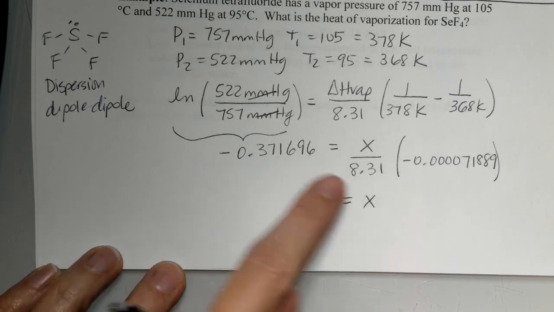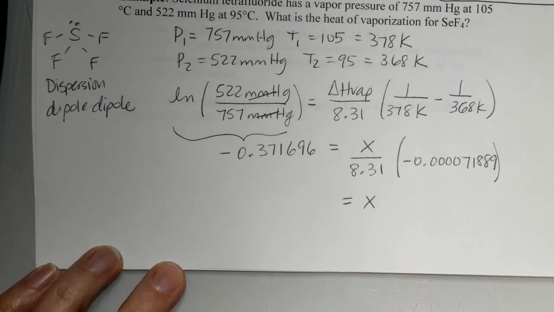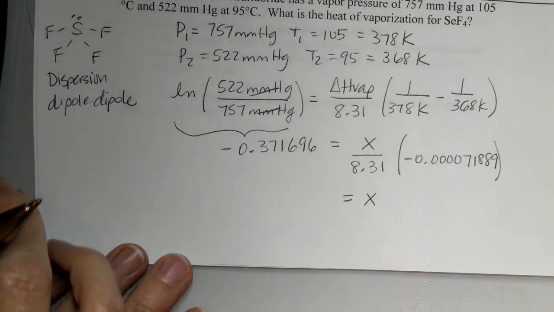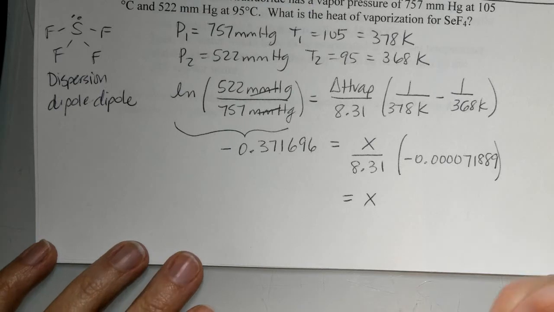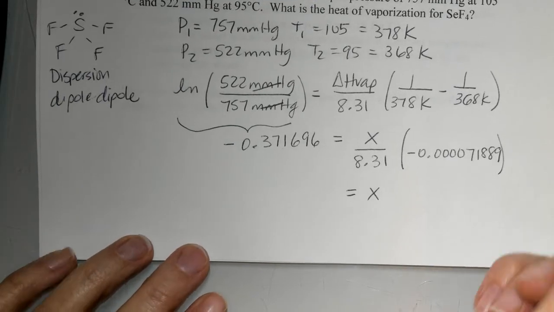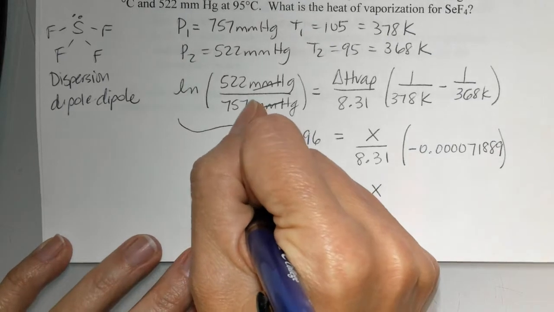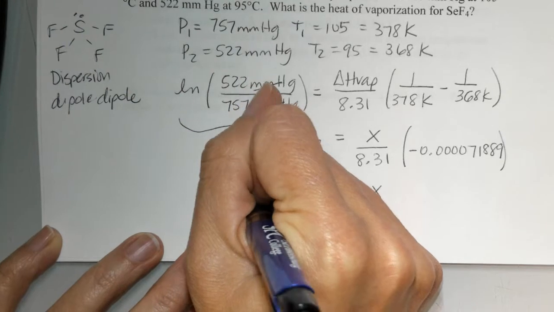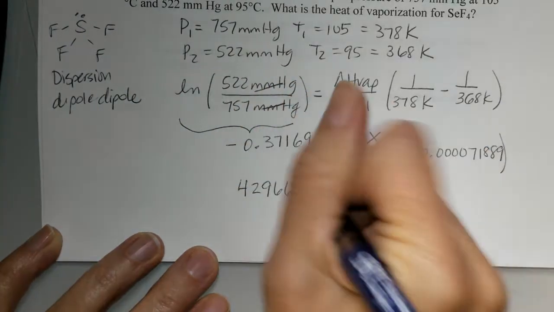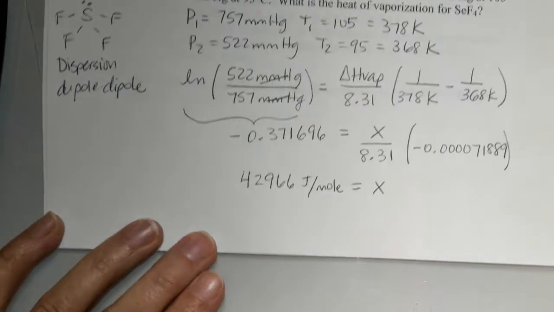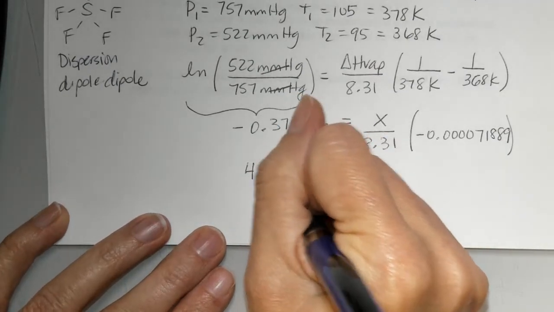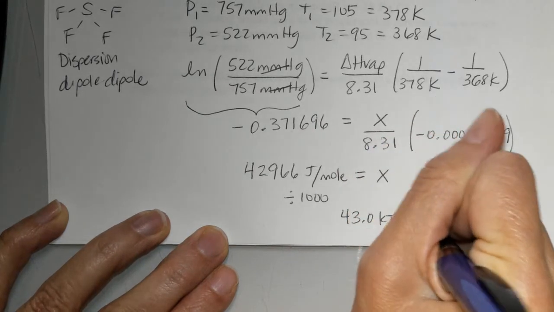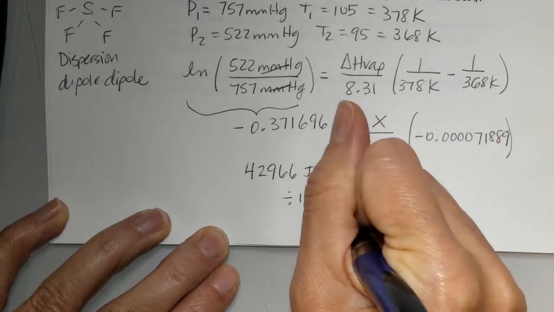And then I'm also going to cross multiply the 8.31. When you get this answer, it's going to be quite large. You can divide it by 1,000 if you want to get it into kilojoules, which is typically how heats of vaporization are reported. Or you can look at it and say, to 3 sig figs, this is going to be 42,966 joules per mole. But if I divide that by 1,000 to get it into kilojoules, we'd have 43.0 kilojoules per mole. So that would be our heat of vaporization.